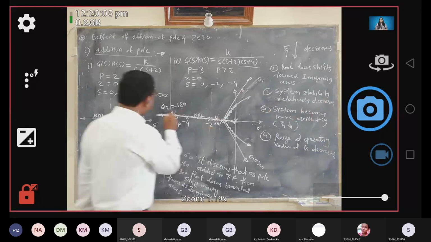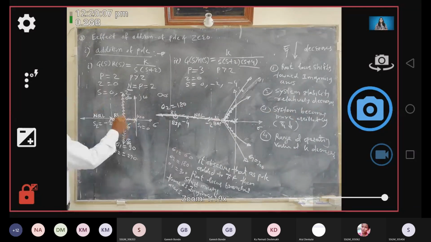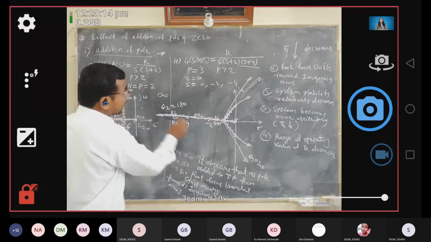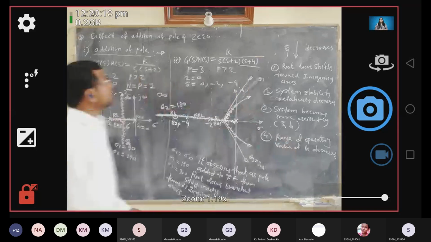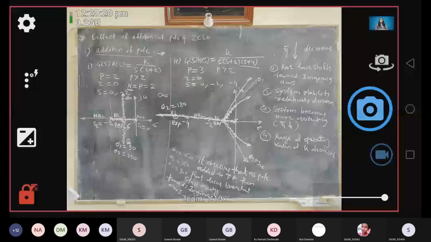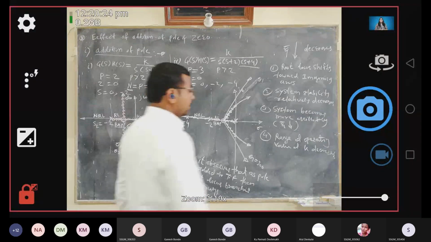So if you determine the range of k for this, your root locus never intersects the imaginary axis, therefore it will be larger. Here in this case, it may reduce it. So this is all about the effect of addition of a pole onto the system. Okay.